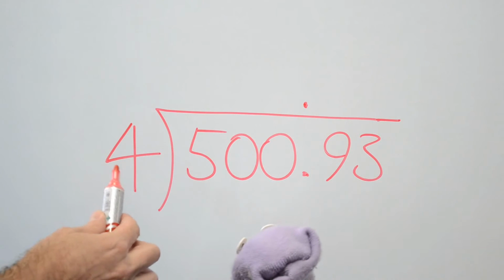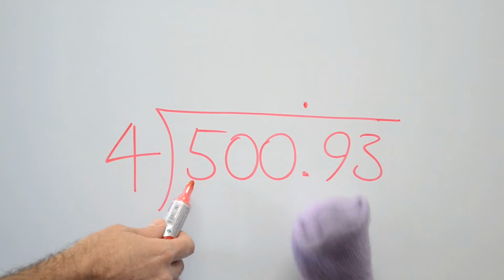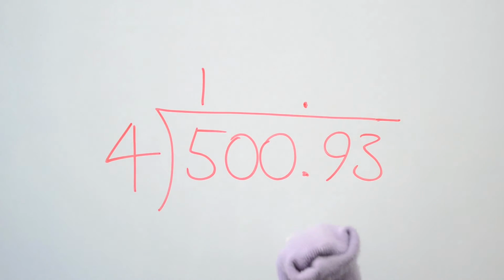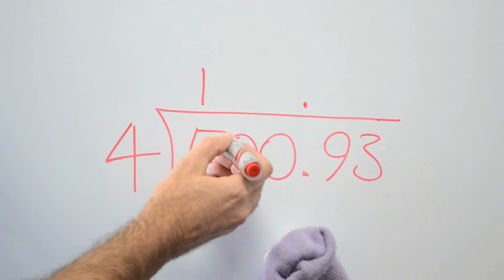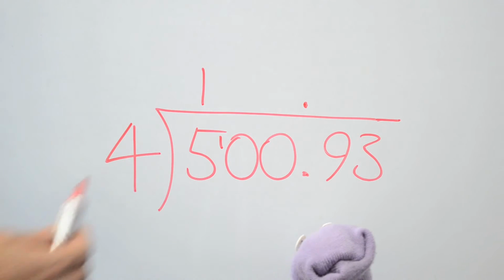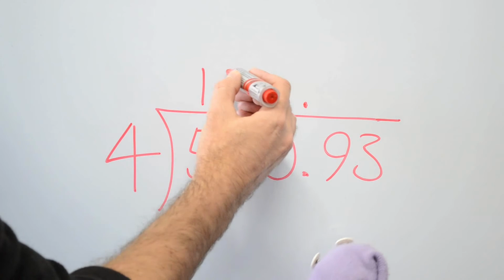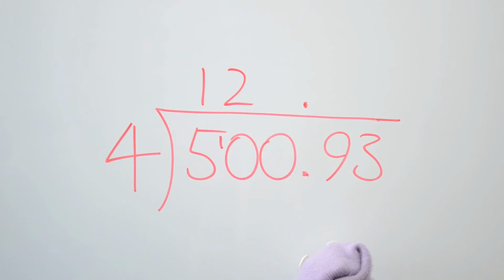So, does 4 go into 5? Yes. How many times? Once. Goes in once, and there's a remainder of 1. Now, does 4 go into 10? Yes. Twice. Goes twice, with a remainder of 2.